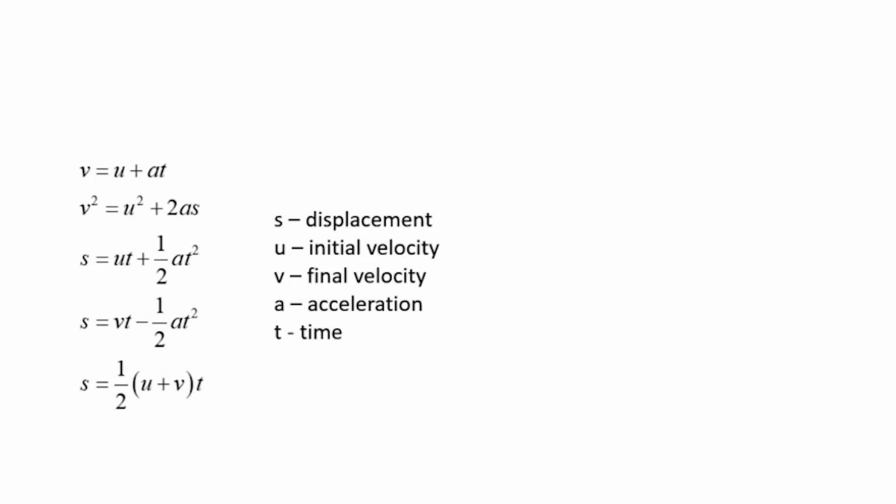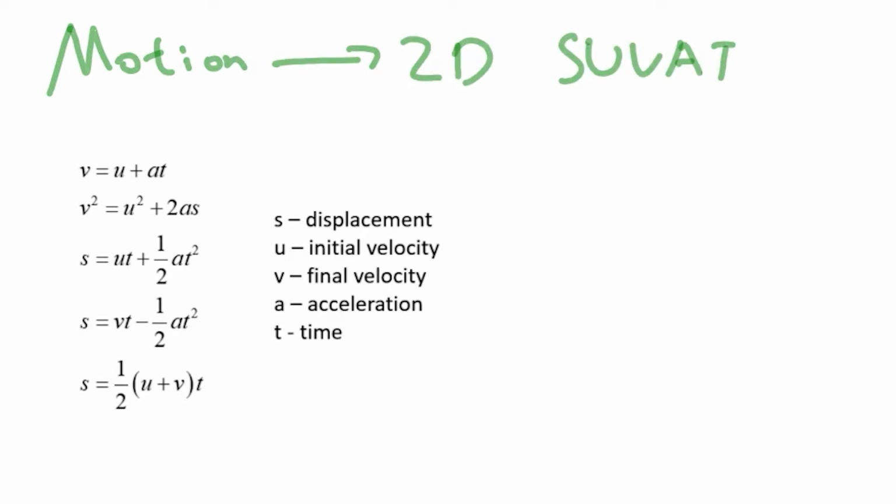Today we'll explore the topic of motion and we'll begin with understanding the 2D SUVAT equations. Now there are 5 SUVAT equations in physics and they're listed here. What do the variables stand for? The S stands for displacement, U for initial velocity, V for final velocity, A for acceleration, and T for time.